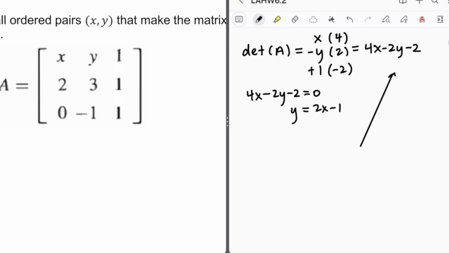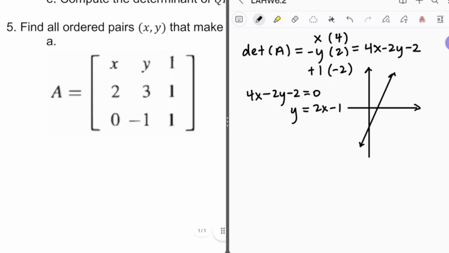And then if we wanted to, we could sketch the set of all ordered pairs that make that happen. Okay, if it's y equals 2x minus 1, we need the y-axis to come down there, and then we're going to have for ourselves a graph. I guess that's believable. Okay, that's all the ordered pairs for 5a.